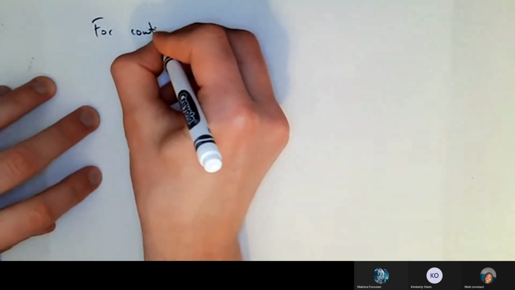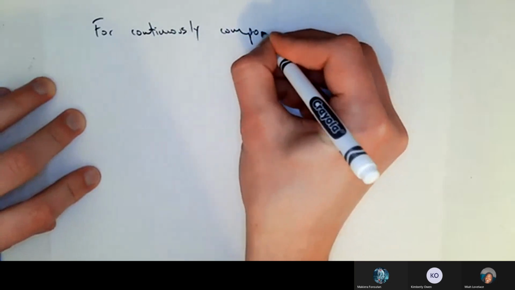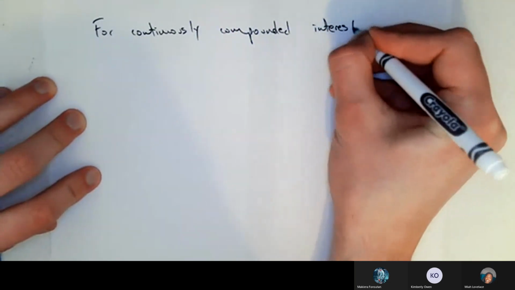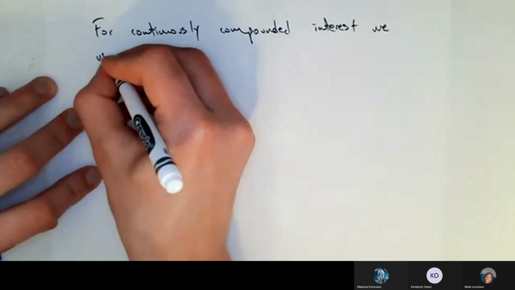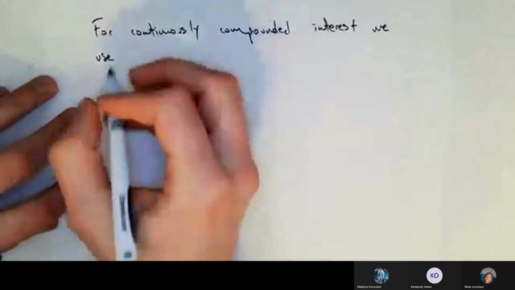For continuously compounded interest, well, I called it a formula. It's more like a function. I mean, you can call it a formula, that's fine. I'm going to say function here, though.